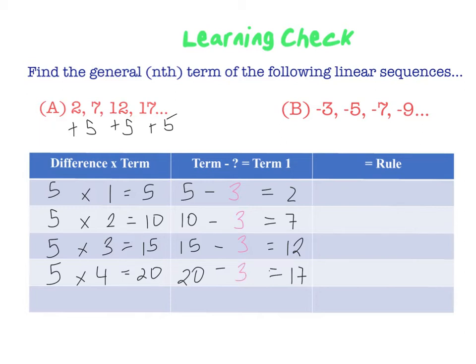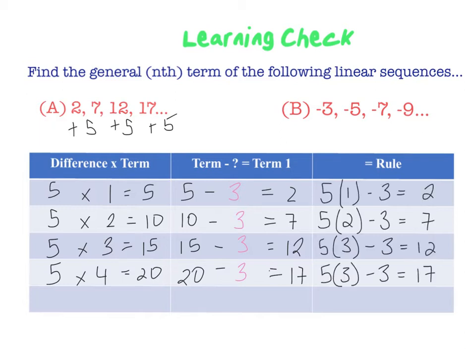So my rule will be what? I'm just going to run through that again. The rule is 5 times the first term. So T1, T2, T3. This should be T4. Apologies. This should be T4. And you take away 3 and it'll give you what the term is.